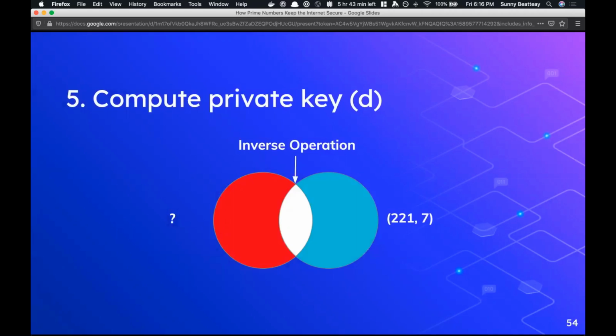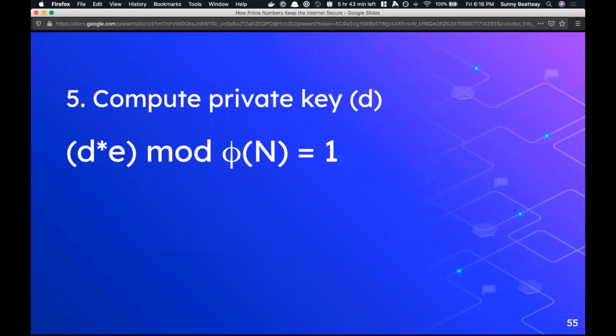But what number is actually inverse? We need to have some sort of formula that gives us the inverse of these two numbers. So the RSA protocol does give us this formula. The formula for finding the private key is D times E mod the totient of n equals 1. The first half of this is easy, D times E, simple multiplication. But we have this mod totient n.